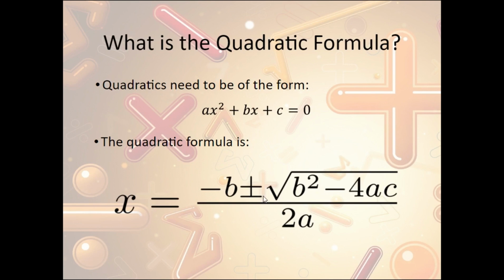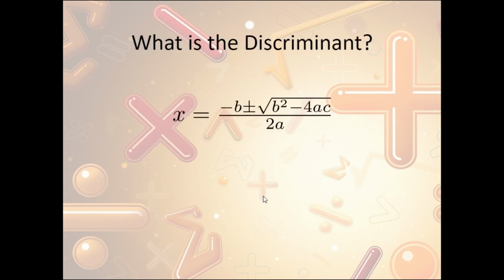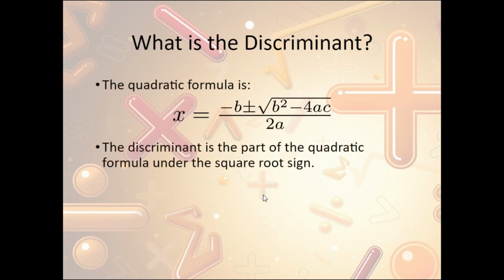So let's take a look at an example of how that works. First thing we need to know before we get started, though, is what is the discriminant? The discriminant is the part under the square root. If the value under the square root is positive, then we have 2 roots, and if the value under the square root symbol is negative, there are no roots.